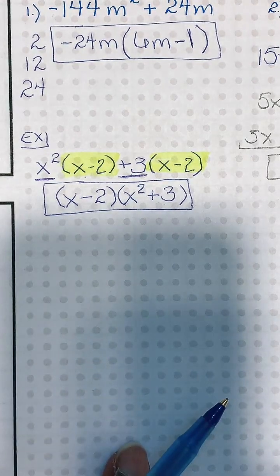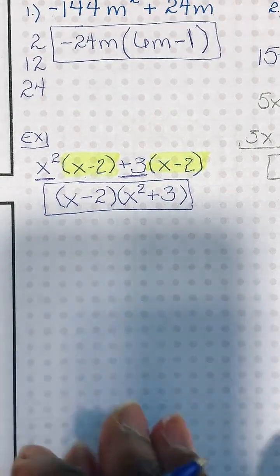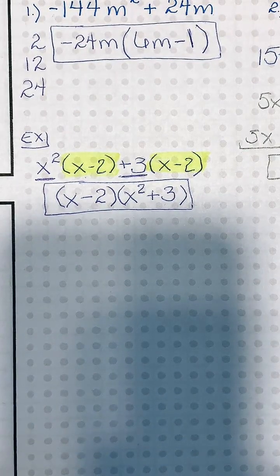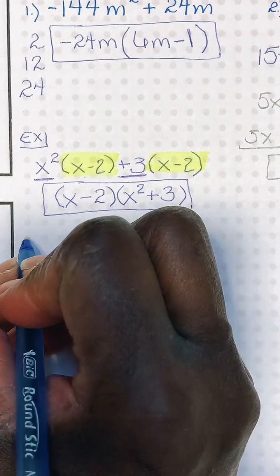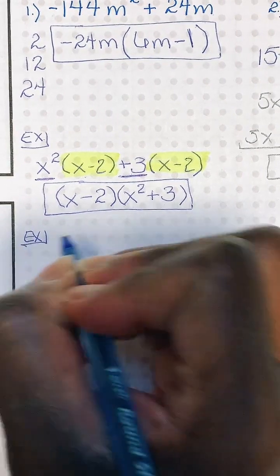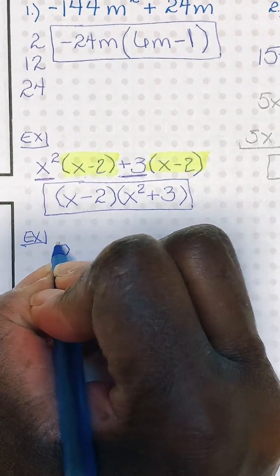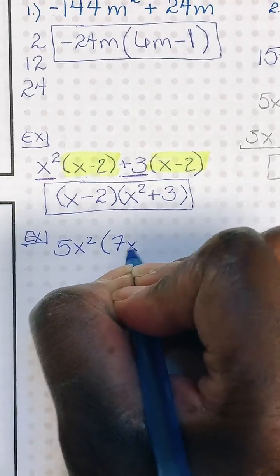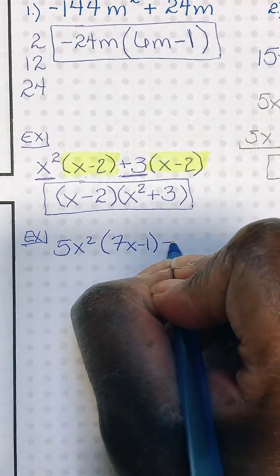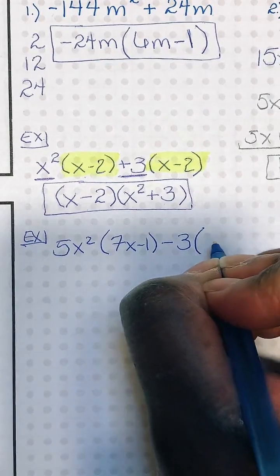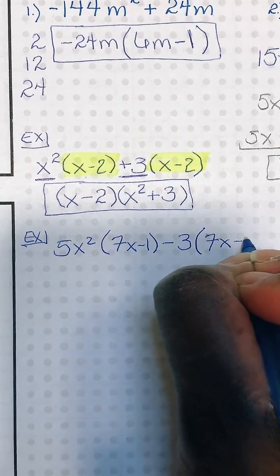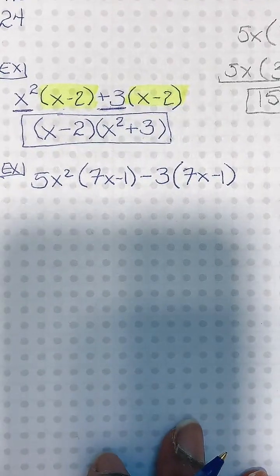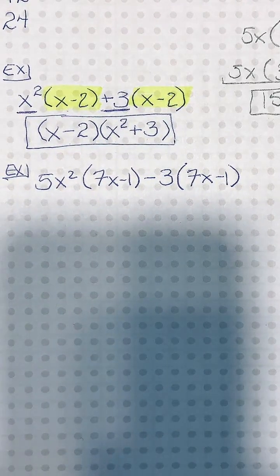Okay, so let's try it once more. I'm trying to do this before I dive fully into the grouping. For the next one, we have 5x squared times 7x minus 1 minus 3 times 7x minus 1. What is my GCF?